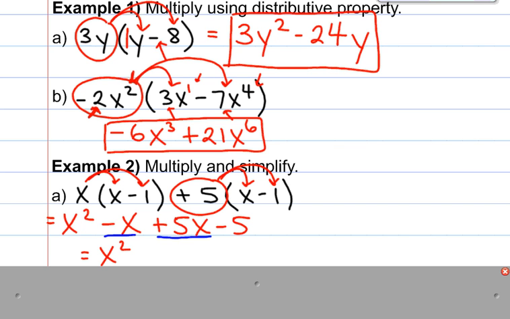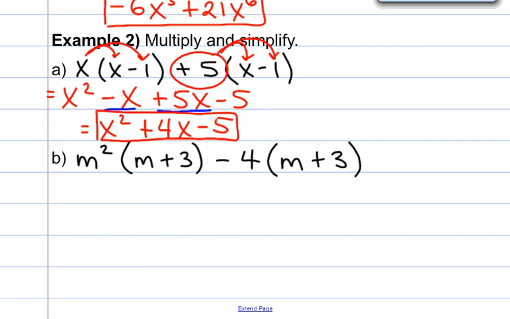Those are like terms, so we can combine them. Negative 1 plus 5 is plus 4x, and then minus 5. Those are not like terms, so that is my final answer.